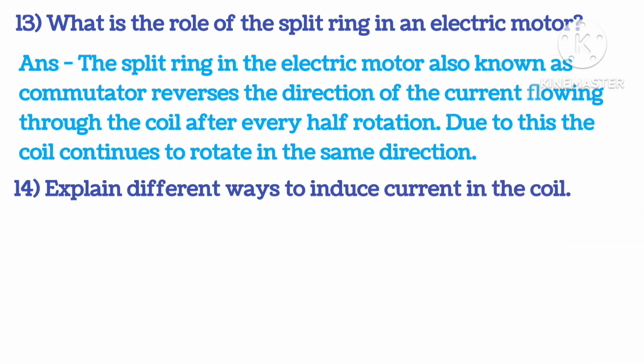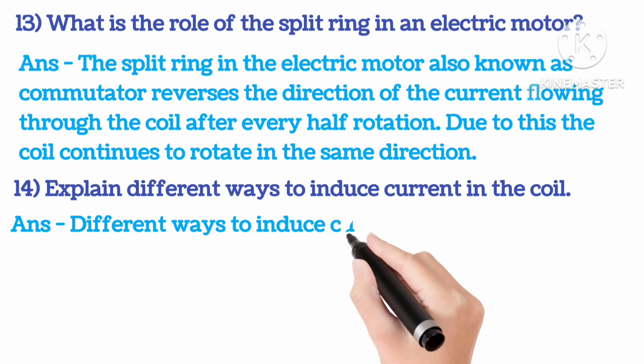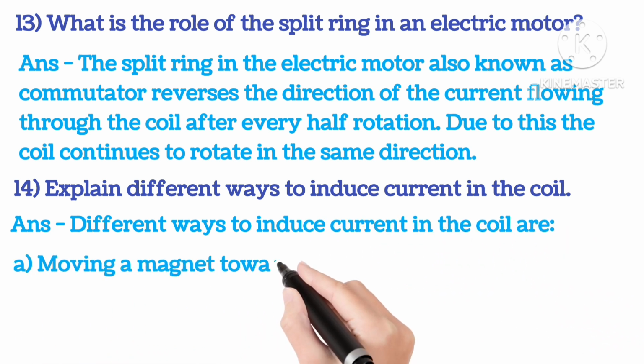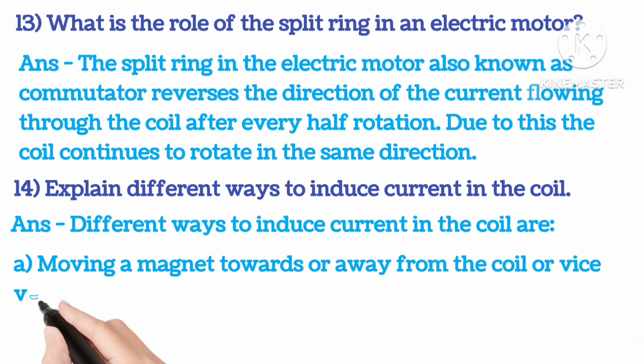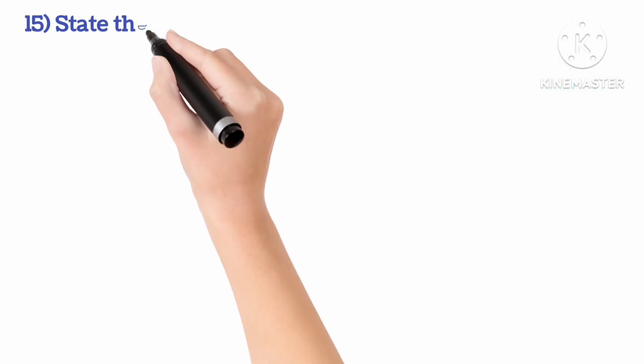Explain different ways to induce current in the coil. Different ways to induce current in the coil are: first, by moving a magnet towards or away from the coil or vice versa. Second, changing current in the neighboring coil.